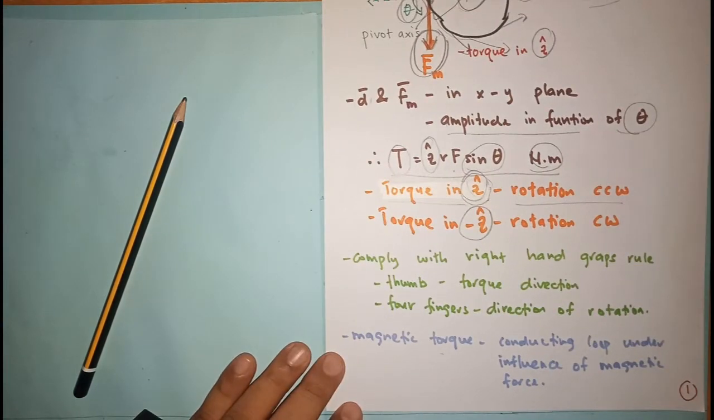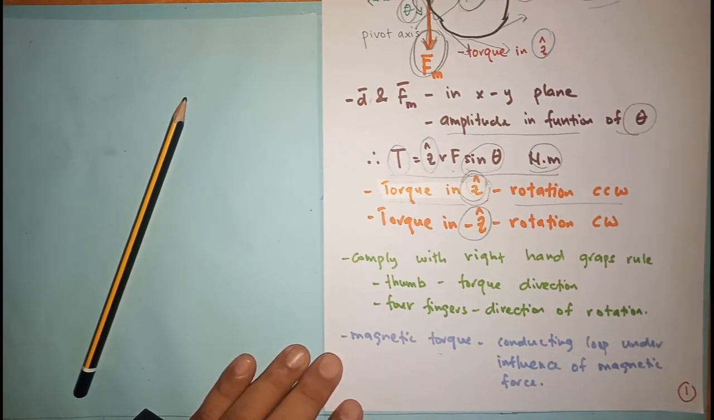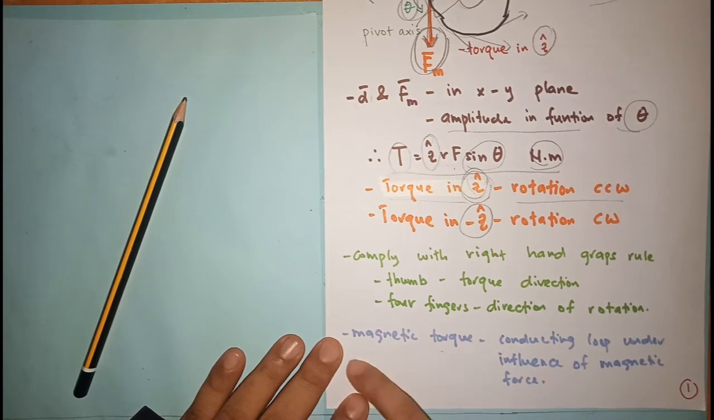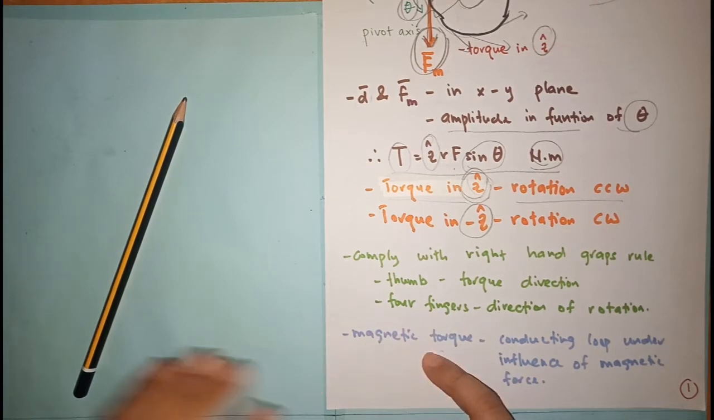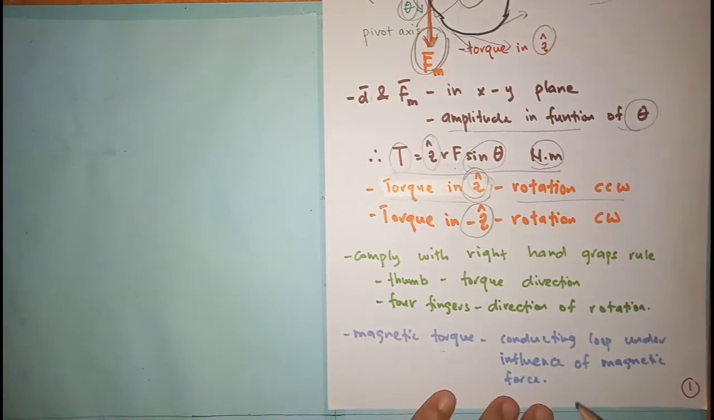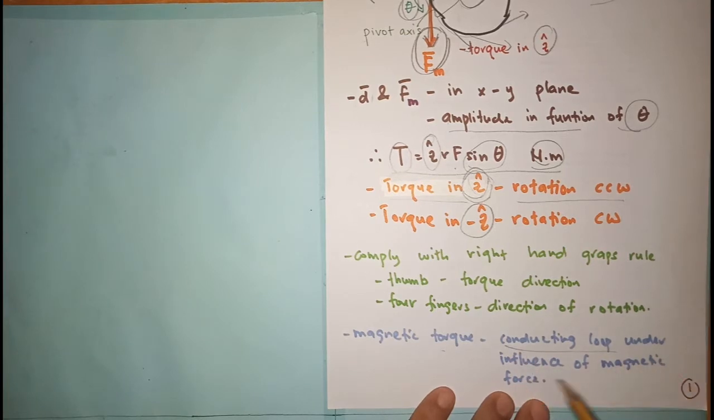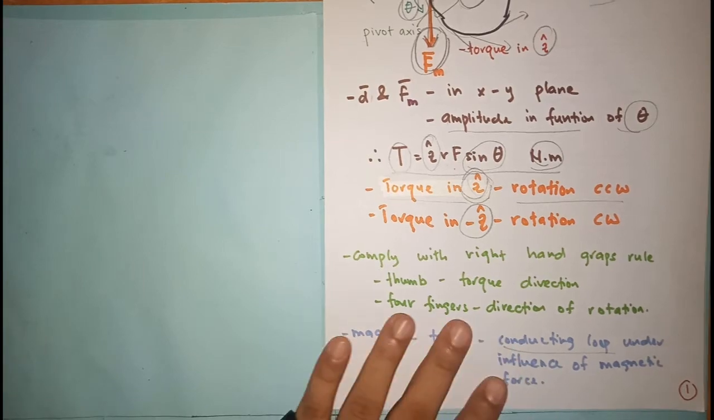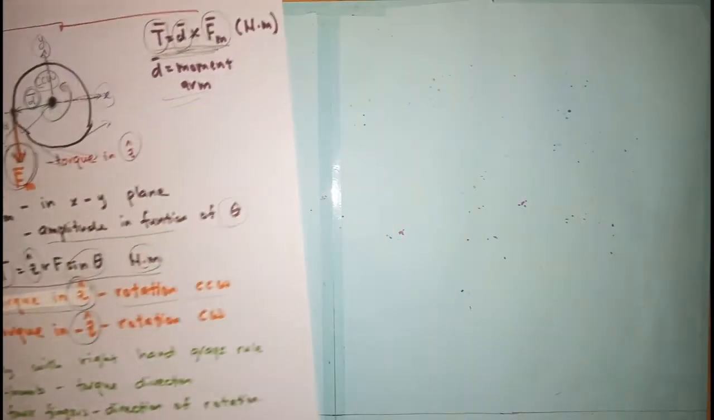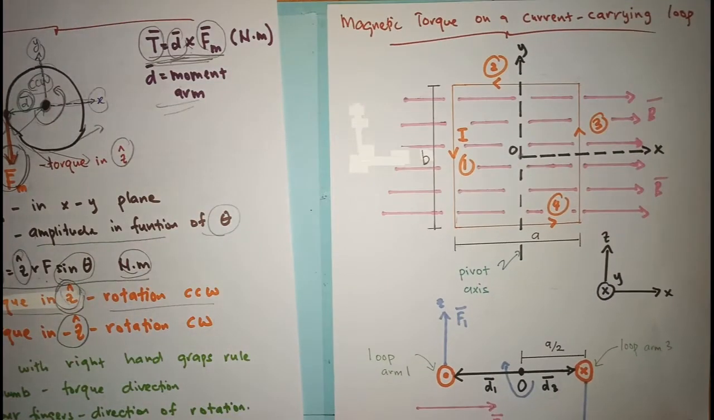All right, so at the same time, when we want to discuss the magnetic torque, basically, the magnetic torque is the torque that is produced on the conducting loop under the influence of magnetic force. In order to understand this topic, let's see this figure.